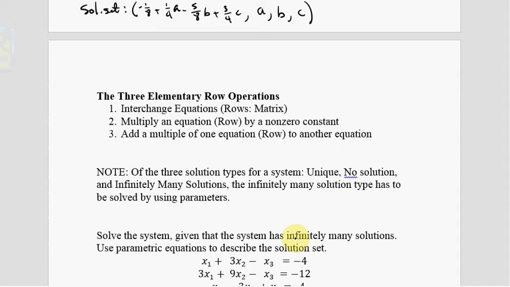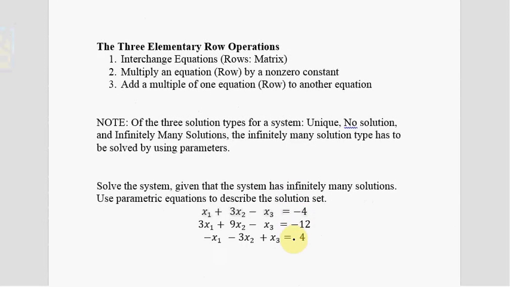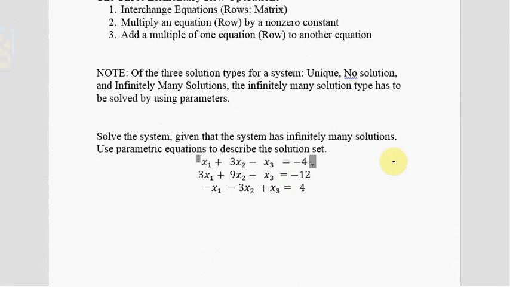So what I'm going to do here is give an example of a system, and I'm already telling you that the system has infinitely many solutions. Well, we're going to use parameters, parametric equations to describe the solution set. Let me show you that. And what I do is when I solve a system, I just like to go ahead and interpret it as a matrix and then just go from there.